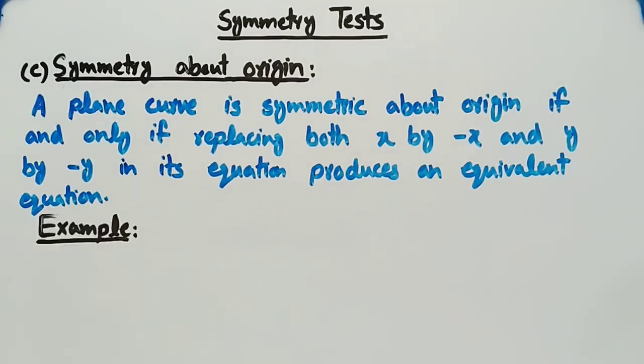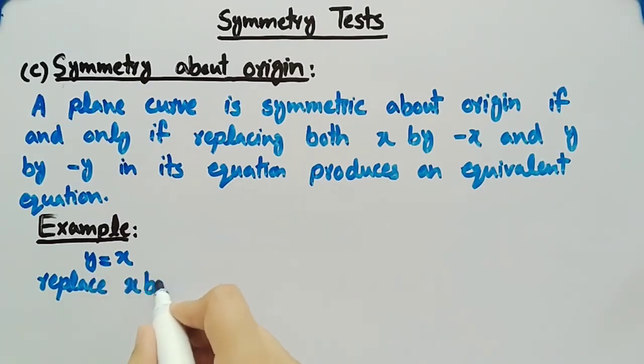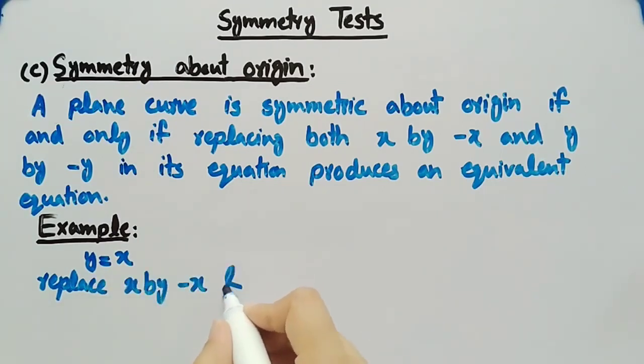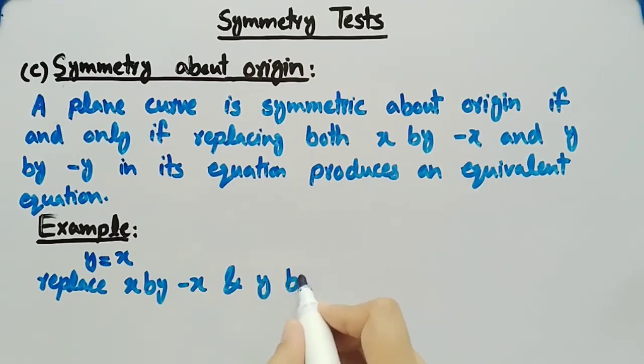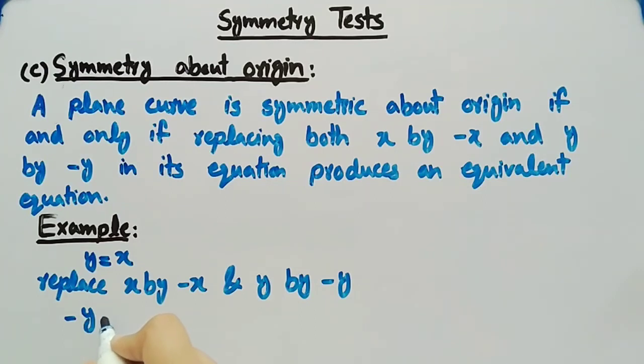Now let's understand this concept by an example. Consider the equation y is equal to x. Now replace x by minus x and y by minus y. We get minus y is equal to minus x. This minus will be cancelled out by this one and we get y is equal to x.